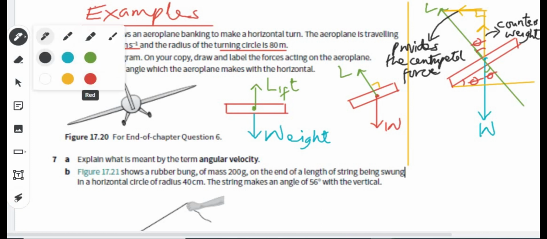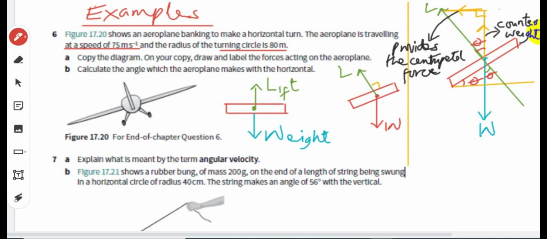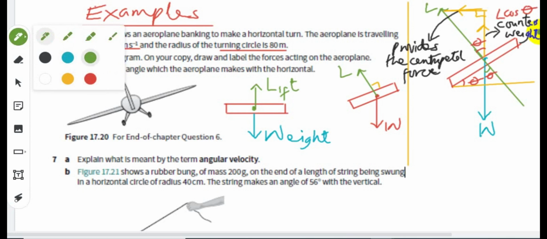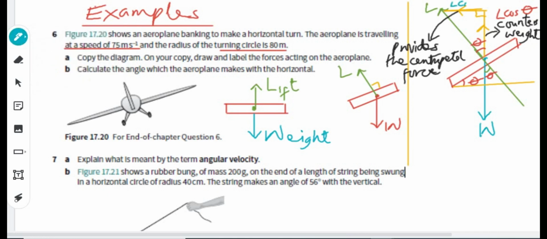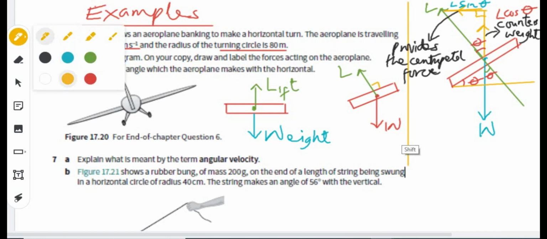Simple trigonometry will show us that this component will be L cos theta, while the other component will be L sin theta. Let me use a different color of marker, blue this time around. L cos, no, that's sine. This is sine because it's opposite. L sin theta. That's L sin theta.